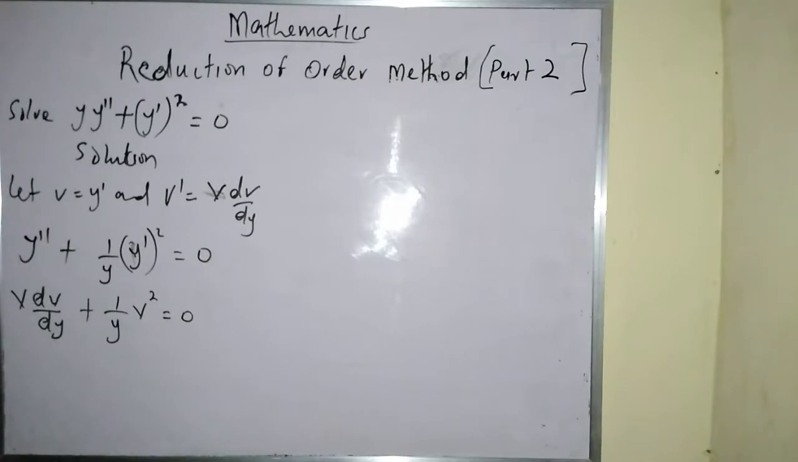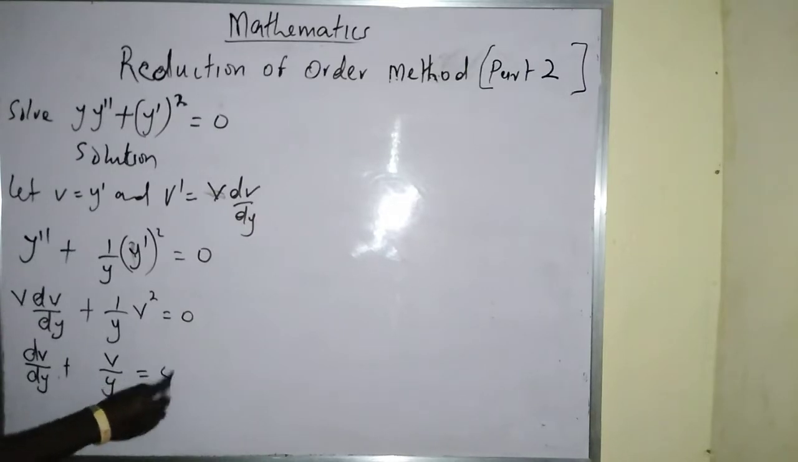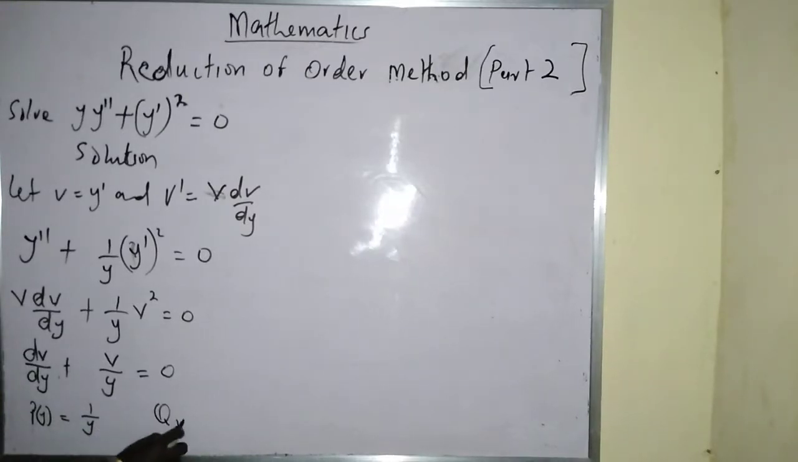Since I have this, how do I solve it now? I think there will be a problem here. I can reduce this by dividing both sides by v, which gives dv over dy plus v over y equals 0. Now my integrating factor is allowed. My p of y will be equal to 1 over y. Now my q of y will be equal to 0.